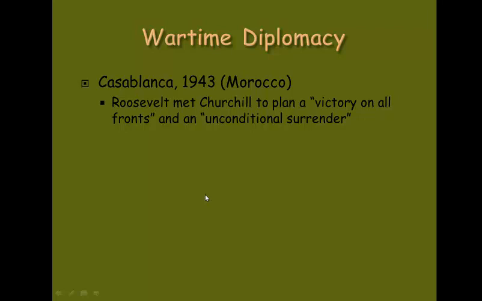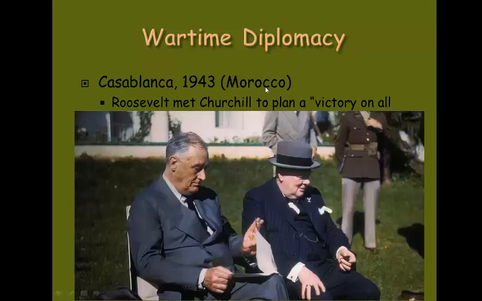They met again 2 years later in Morocco, and Roosevelt met with Churchill again to plan a victory on all fronts and an unconditional surrender. We wanted to make sure that we were able to defeat the Germans and the Japanese and then create this long-lasting peace. So they meet again just to kind of mull things over. And now we're 2 years into the war, and things aren't as jovial as they were before because of the carnage and destruction. There's Churchill, and of course he's smoking a stogie.